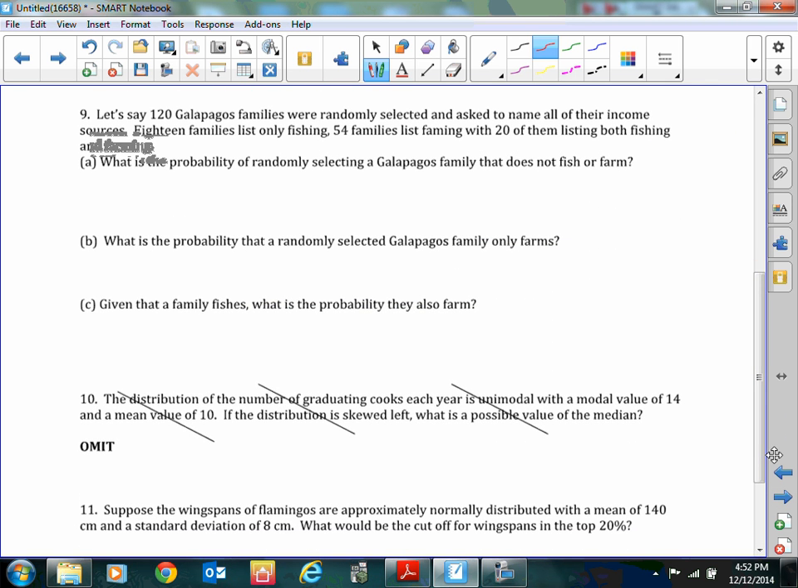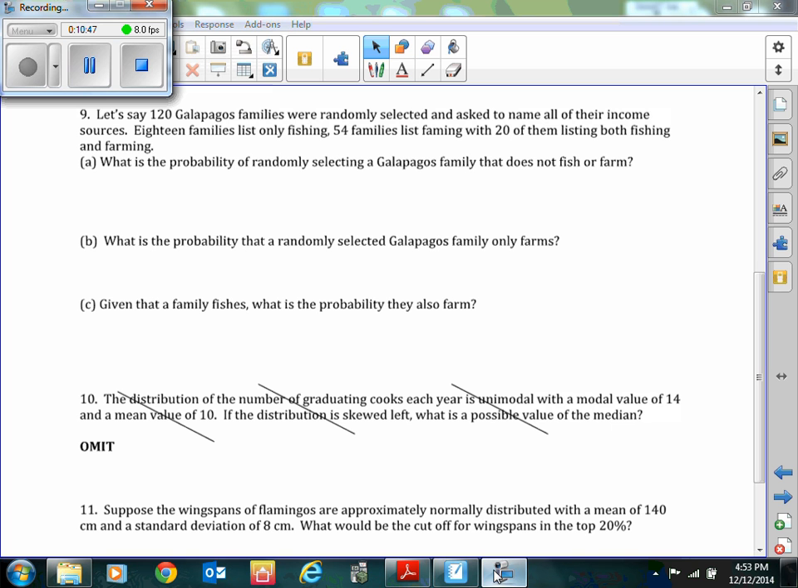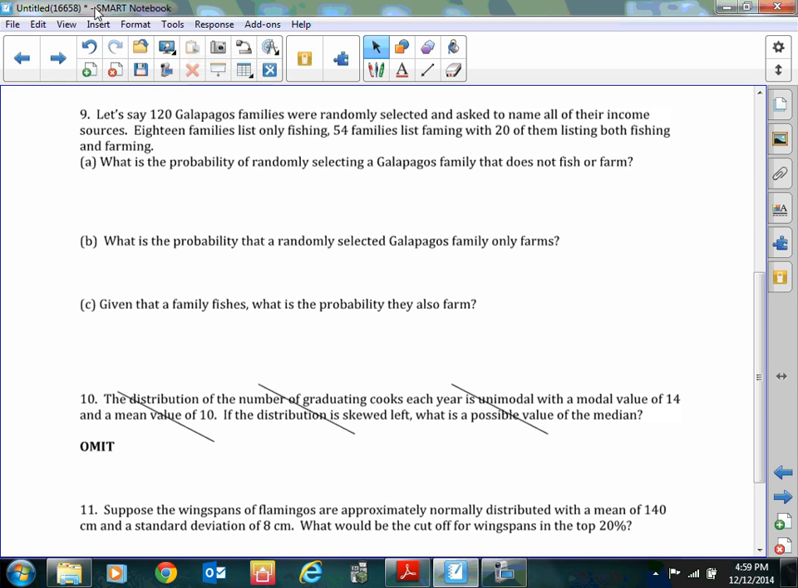Okay, number 9. Number 9 is going to be one where I recommend doing a Venn diagram. What you're going to do is just go ahead and fill in that Venn diagram, and then I'll give you some hints on that. You know that it is out of 120, so make sure when you make your Venn diagram, you total up to 120.